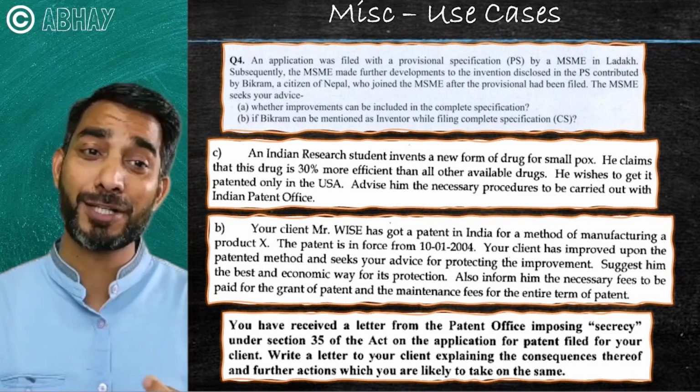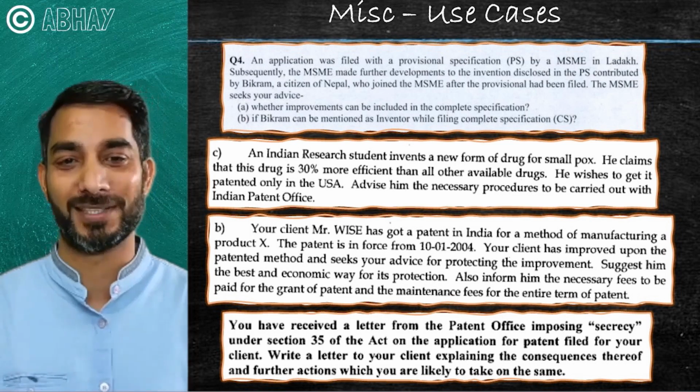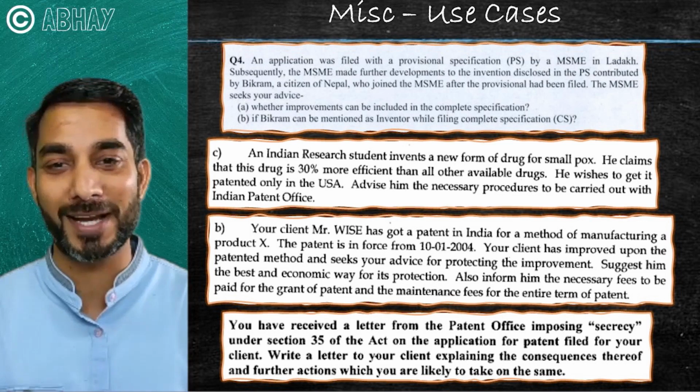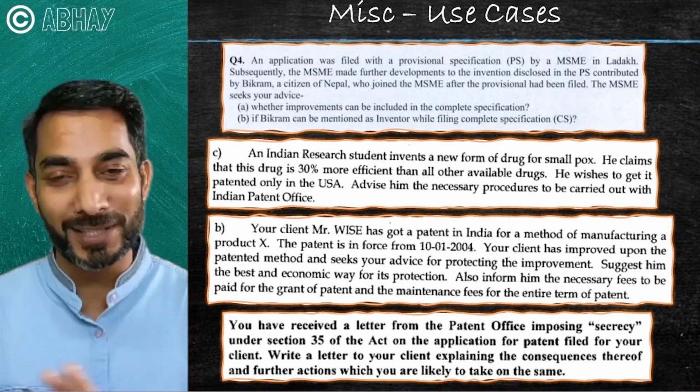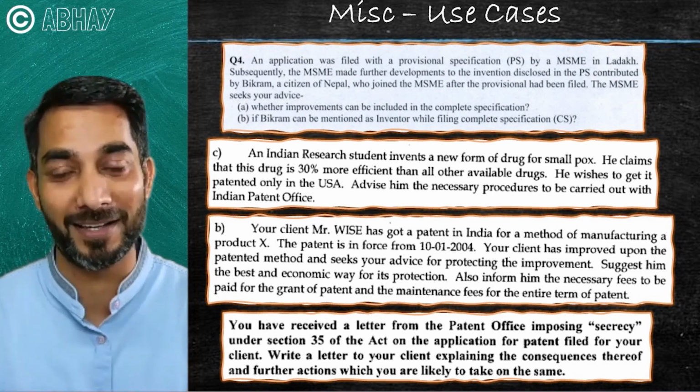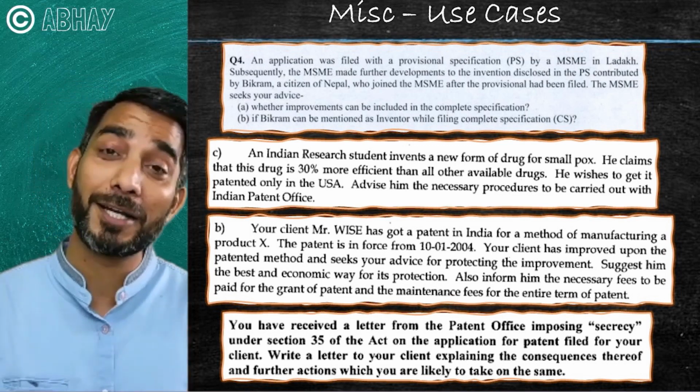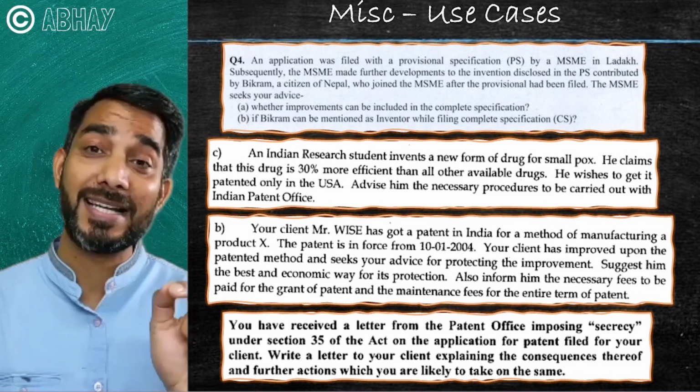But it says he wishes to get it patented only in the USA. Advise him the necessary procedure to be carried out with the Indian Patent Office. So there is no section 3D because he doesn't want to file in India. But then he would want to file in the US. He is an Indian research student.